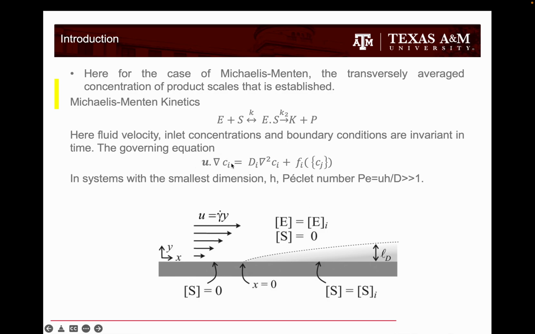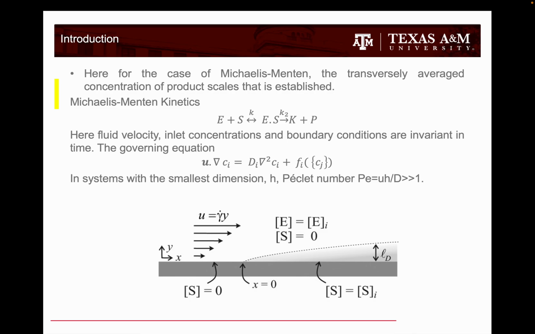The left hand side shows us the convection term, which is equal to the diffusion term, and finally the reaction term. So here, as we see in this sketch, it shows us a linear shear flow where S denotes the substrate, E denotes the enzyme, and E_I indicates the initial enzyme concentration flowing from the left, and S_I the initial substrate concentration at the right side where x is equal to 0.